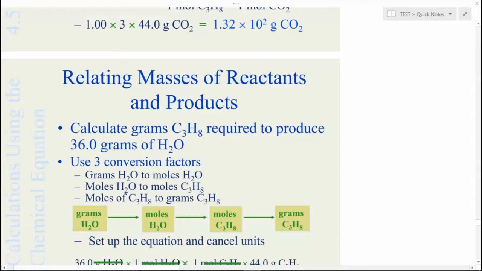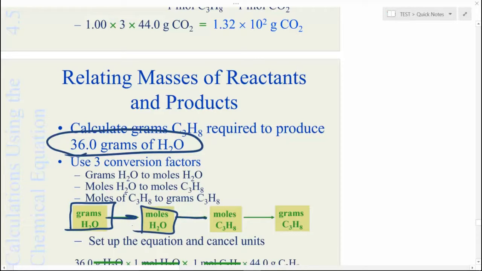Now, a lot of times they don't give us the mole amounts, they give us the grams. This is how much you start with in mass, in grams. 36 grams of water. And then they want you to find out how many grams of something else was required to get there, or did you produce. So in this case, we're going to go from grams of water to the moles of water, and then from the moles of water, we're going to go to the moles of the other thing. This is the stoichiometry part.